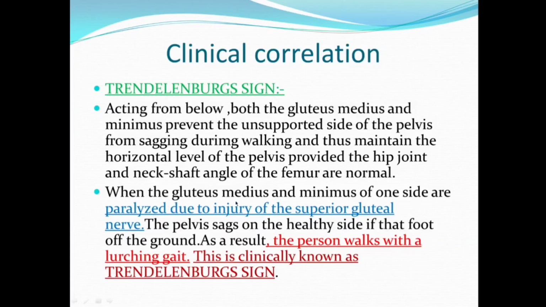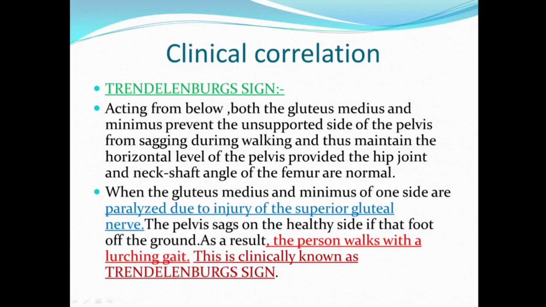Now, when the gluteus medius and the minimus of one side are paralyzed due to injury of the superior gluteal nerve, I had already said the nerve supply of the medius and the minimus muscles is the superior gluteal nerve. So when both muscles of one side are paralyzed, the pelvis sags on the healthy side if that foot is off the ground.